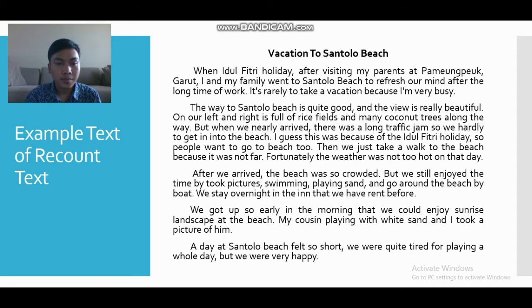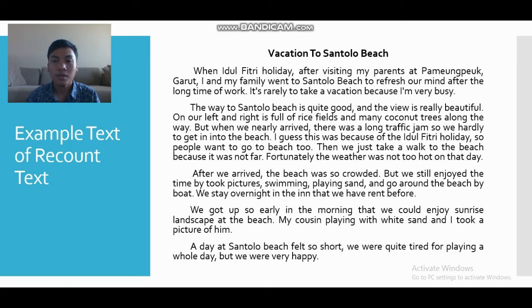Okay, next. I will read an example text of recount. Vacation to Santolo Beach. During the Idul Fitri holiday, after visiting my parents at Pameungpeuk, Garut, my family and I went to Santolo Beach to refresh our minds after a long time of work. It's rare to take a vacation because I'm very busy. The way to Santolo Beach is quite good, and the view is really beautiful. On our left and right were rice fields and many coconut trees along the way.